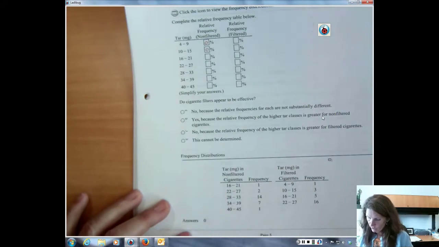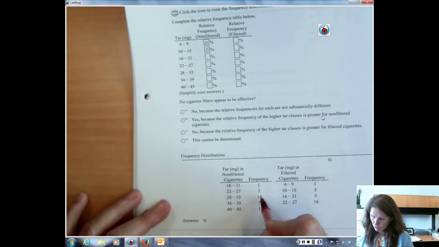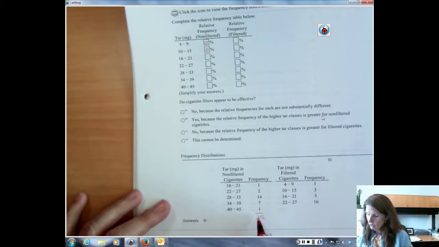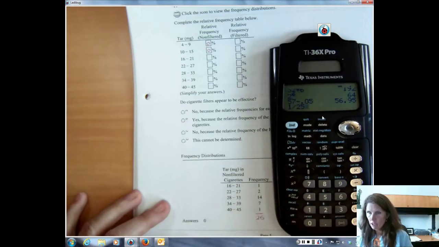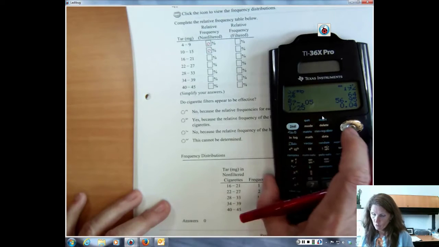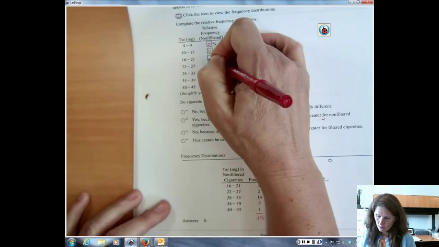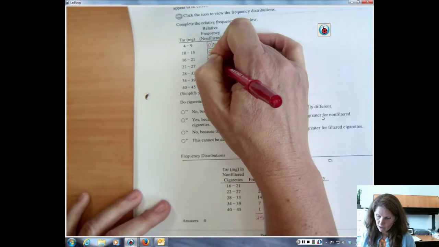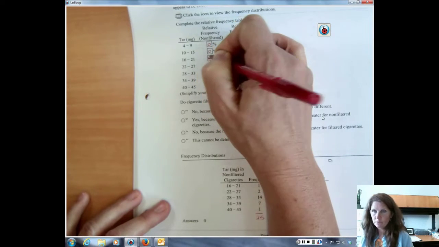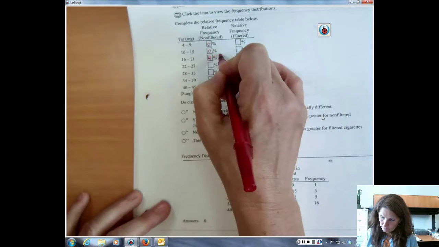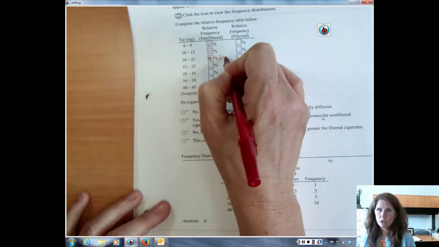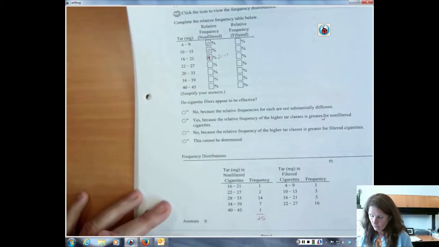So what we're going to do is add all these up. That's 21, 22, 23, 24, 25. And for 16 to 21, there's 1 out of 25. So we're just going to take 1 and divide by 25. That's the relative frequency. 1 out of 25 is 0.04. Which, if I move that into actual percent form, is 4%. Right? It's 0.04, which is 4%. I didn't write that dark enough for you to see it, but anyways.